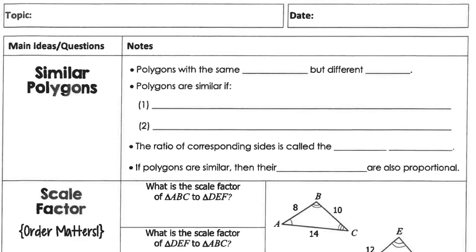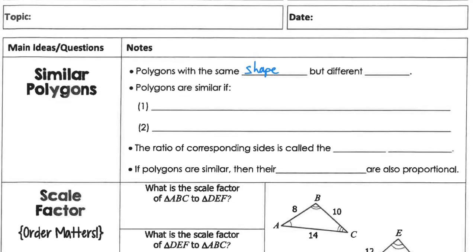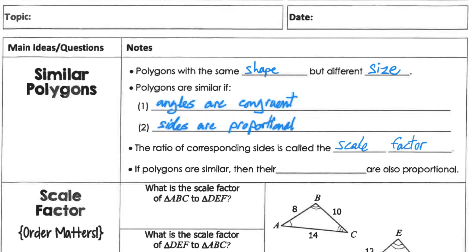Today we're looking at similar polygons. Polygons are similar if they have the same shape but different size. Polygons are similar if their angles are congruent and their sides are proportional. The ratio of corresponding sides is called the scale factor. And if polygons are similar, then their parts are also proportional.